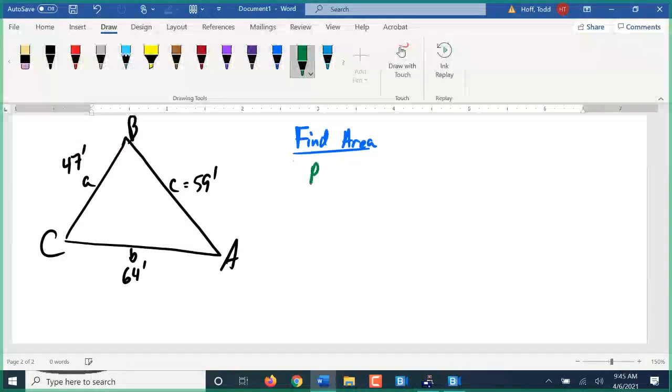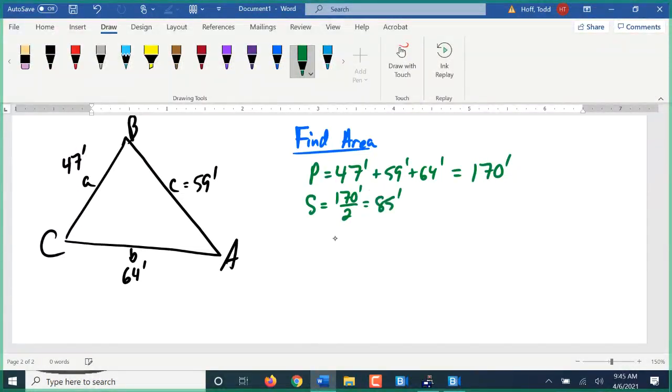First step in Hero's formula is to find the perimeter. That'd be 47 plus 59 plus 64. Oh, what is that? 170 feet of a perimeter, I believe. Looks correct. Then we find our semi-perimeter, which is just our perimeter divided by 2. So 170 divided by 2 is 85 feet is our semi-perimeter.